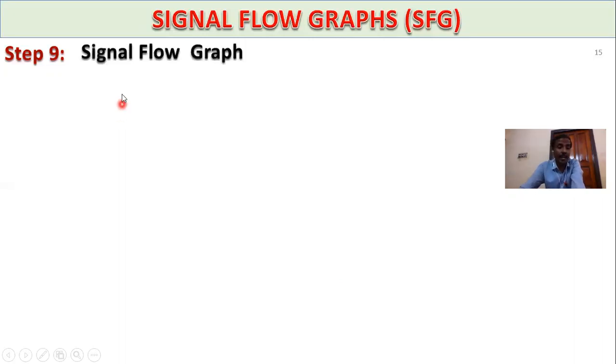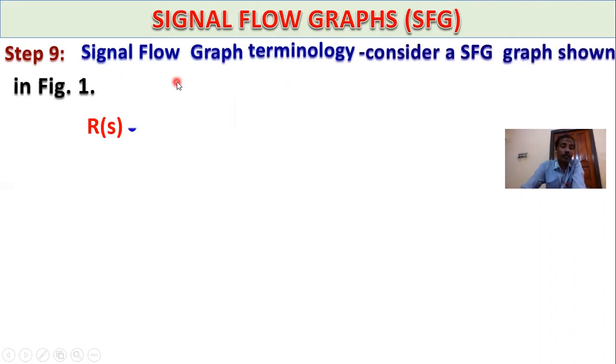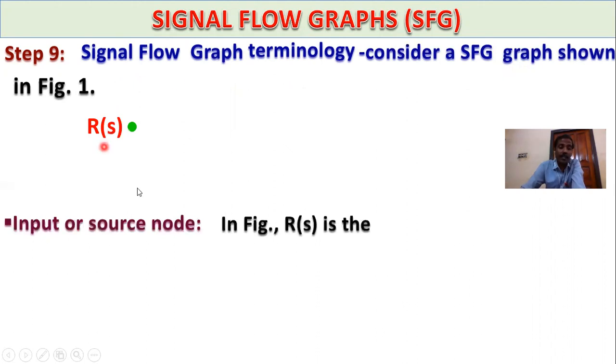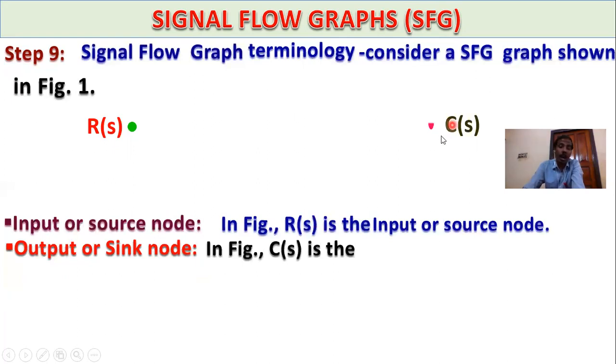Then step number 9, signal flow graph terminology. Consider the signal flow graph shown in figure 1. R(S) is the reference input, and this reference input may be step, ramp, parabolic, impulse, any type of input you can apply. The input or source node is also called the source node, excitation node, cause node, etc. Then C(S) is called the output or sink node, also the effect node. In the figure, C(S) is the output or sink node.